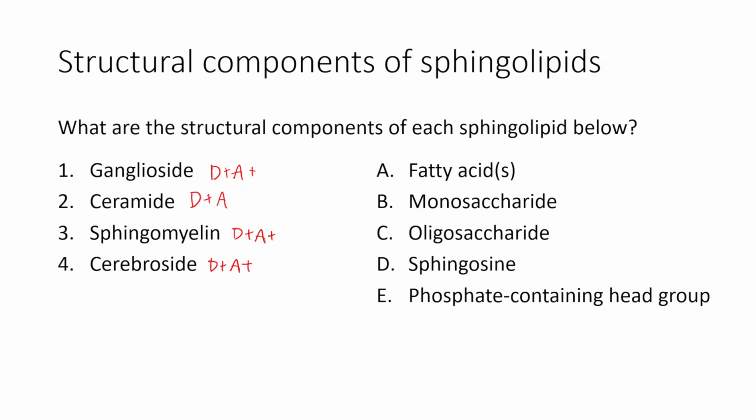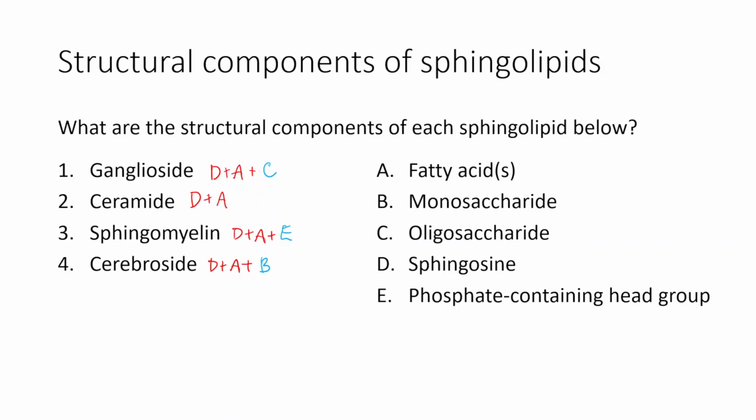So let's talk about what those something elses are. Let's start from the top. What does a ganglioside have in addition to sphingosine and a fatty acid? Yeah, it has an oligosaccharide. What about sphingomyelin? Yep, it's got a phosphate-containing head group. And how about cerebroside? Yeah, it's got a monosaccharide.